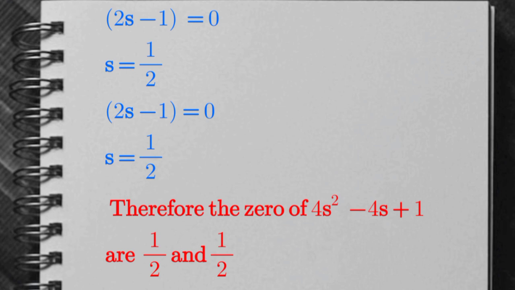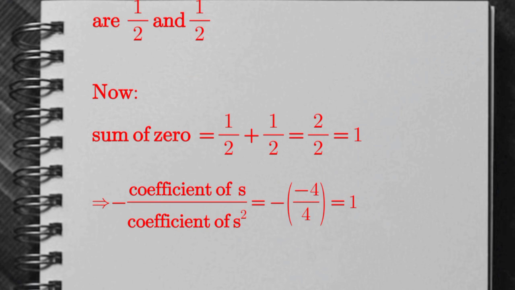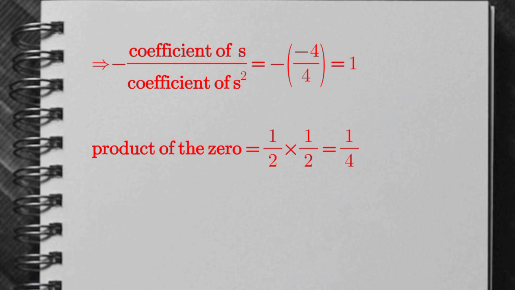So for the sum of the zeros, you have 1 over 2 plus 1 over 2, which is equal to 1. So remember I said you can also use the formula, negative coefficient of x over coefficient of x squared. So here we have the coefficient of x is negative 4, and then the coefficient of x squared is just 4. So we have negative negative 4 over 4. The minus is going to cancel the minus, so we are left with 4 over 4, which is equal to 1.